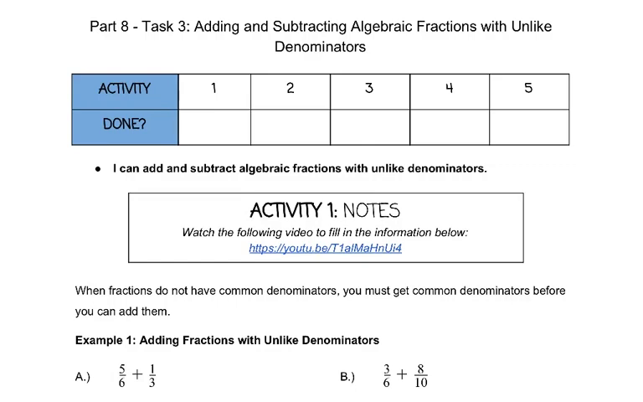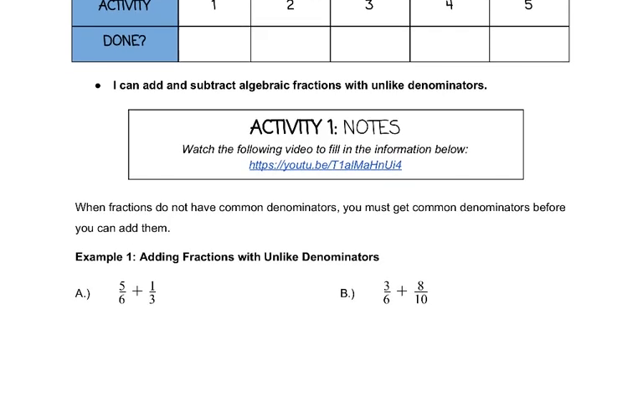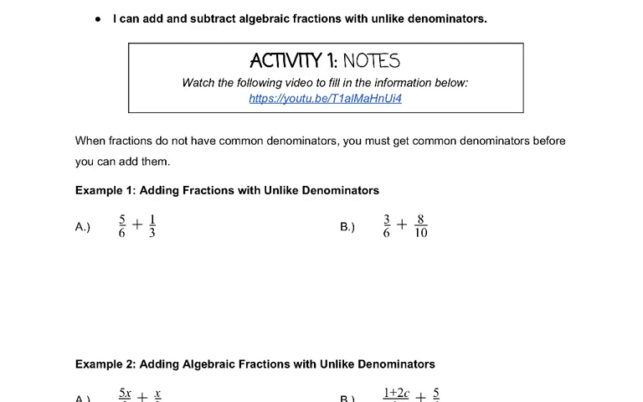So in the last task, you added algebraic fractions with common denominators, and now we're going to see what happens if they're not common denominators. What if the denominators are unlike denominators? And so here, the trick is you must get common denominators before you can add them. You just have to do it.